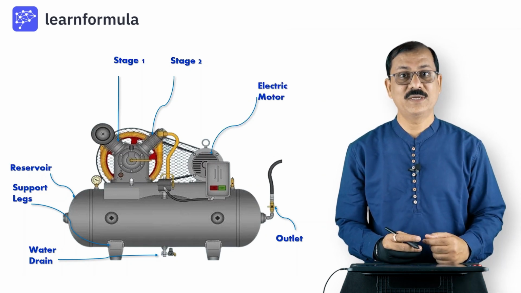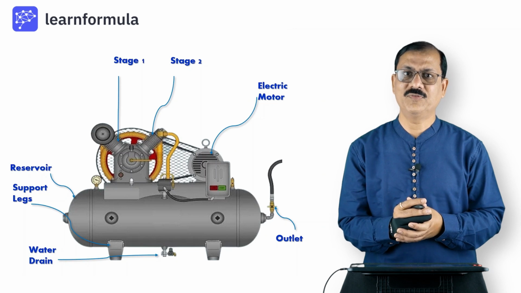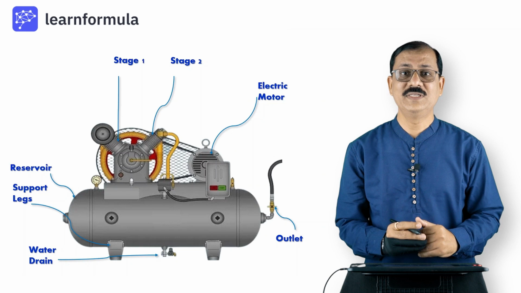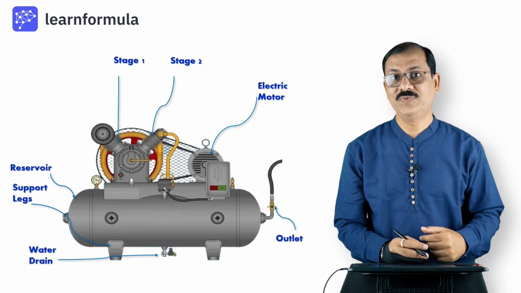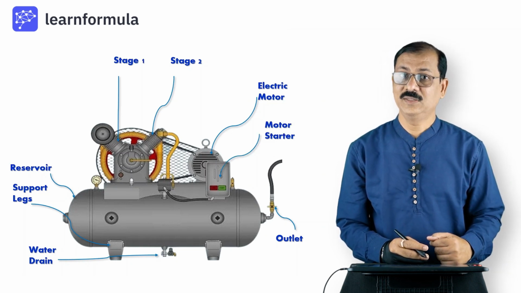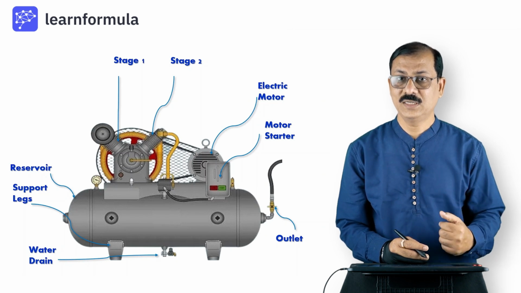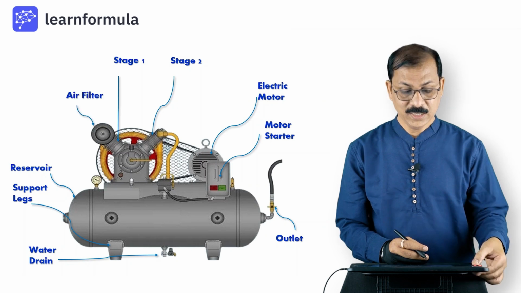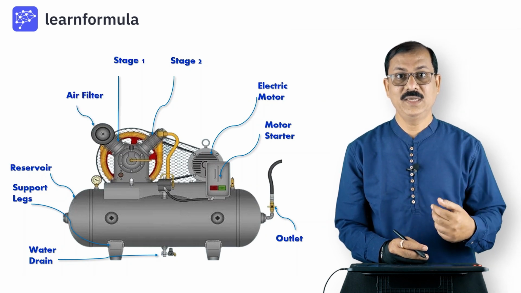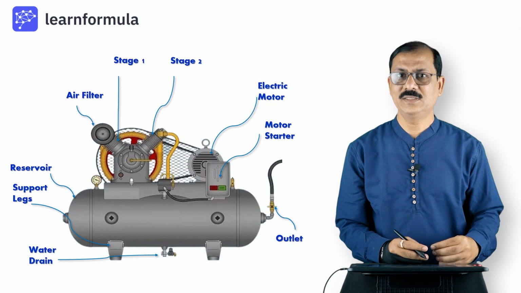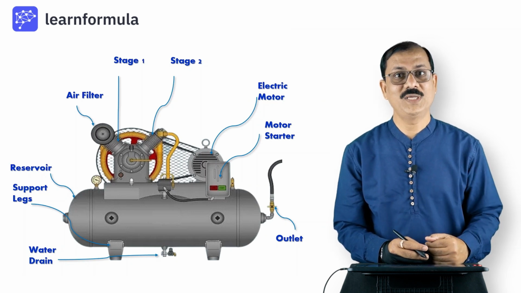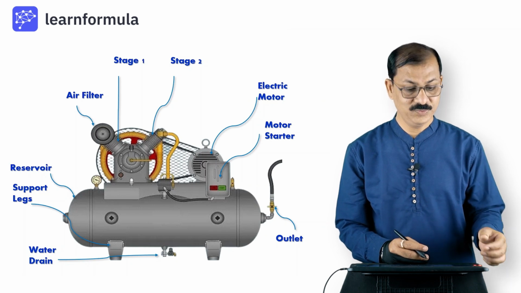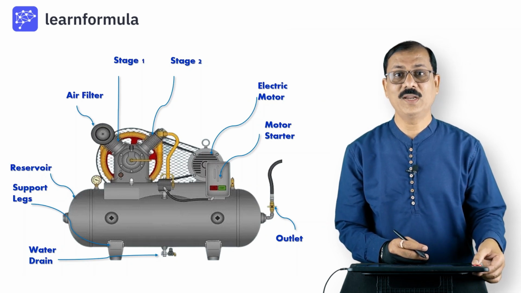These two stages are normally mounted on a single crankshaft. A crankshaft is a shaft on which the two pistons are connected. And in this case, this crankshaft is driven by an electrical motor. For starting the motor, we have a motor starter which ensures that the motor can be started and stopped as per our will. And when the air is taken in, the air consists of some dust particles. We require to remove them before the air enters into stage 1. So for that purpose, we have an air filter which is present at stage number 1 at inlet.